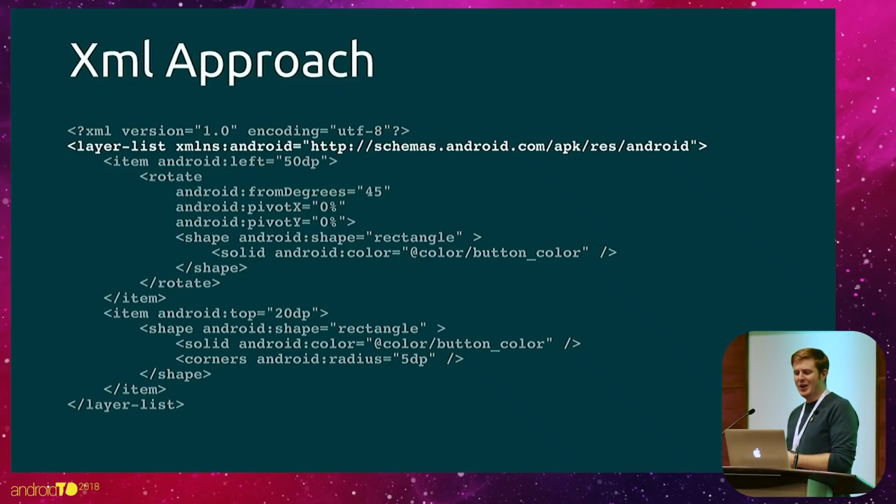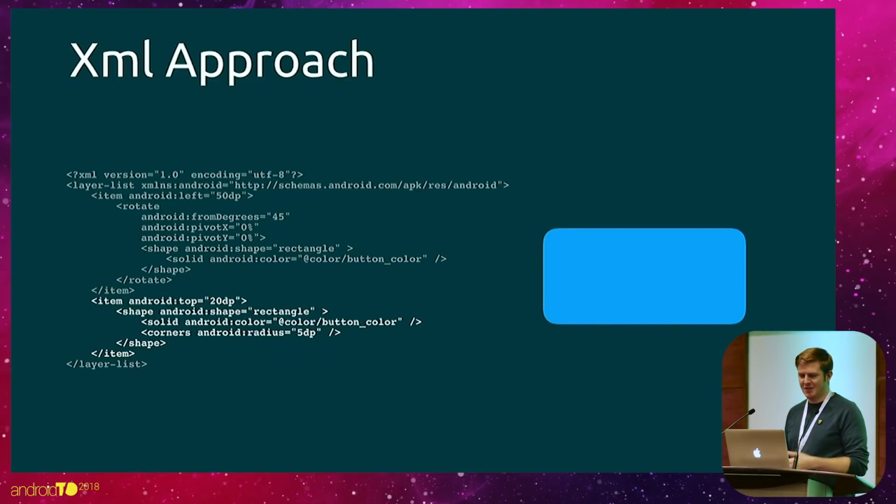So in Android 21 or earlier, you're probably going to have to use a layered list with this approach. This just allows you to combine shapes together. So you can define a rounded rectangle, and then you can define another rectangle which you have to rotate and push into place. And that's how you make it work.